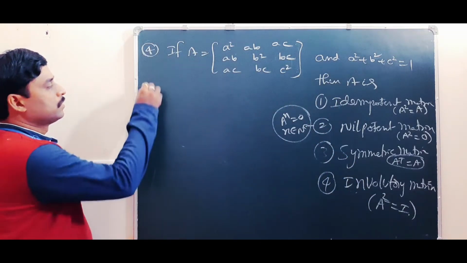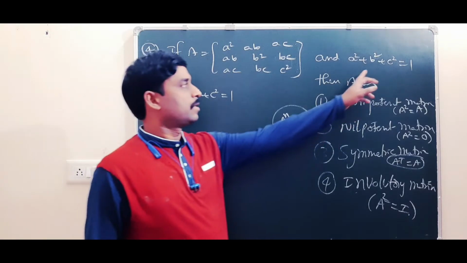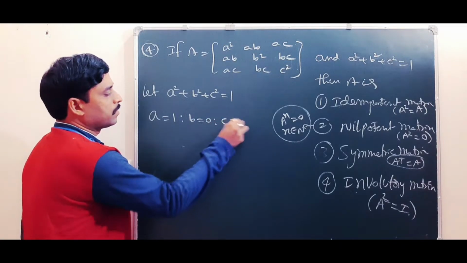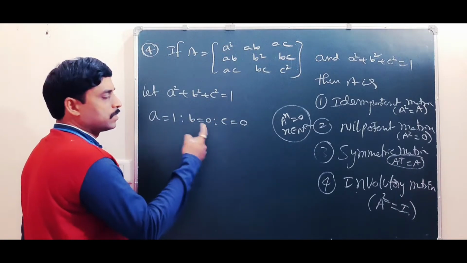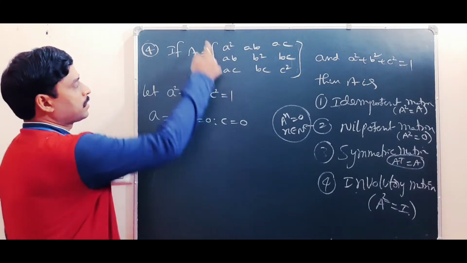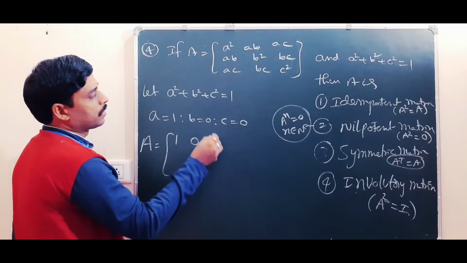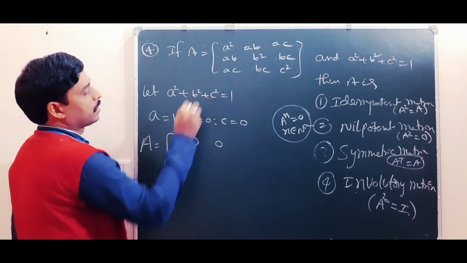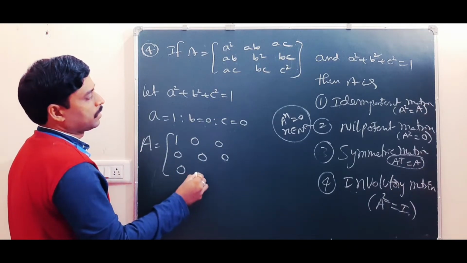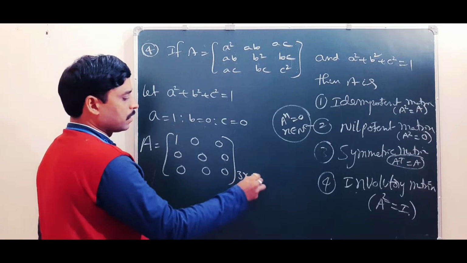Okay. Now what is the given condition? A square plus B square plus C square is equal to 1. So let us take this given condition. Let us take A equal to 1, B equal to 0, C equal to 0. If the values of A, B, C are 1, 0, 0, this condition is satisfied: 1 plus 0 equal to 1. So substituting A, B, C values in the given matrix, A is equal to A square is 1, AB is 0, AC is 0, AB, B square, BC, AC, BC, C square. So 1, 0, 0 and so on is the given matrix.